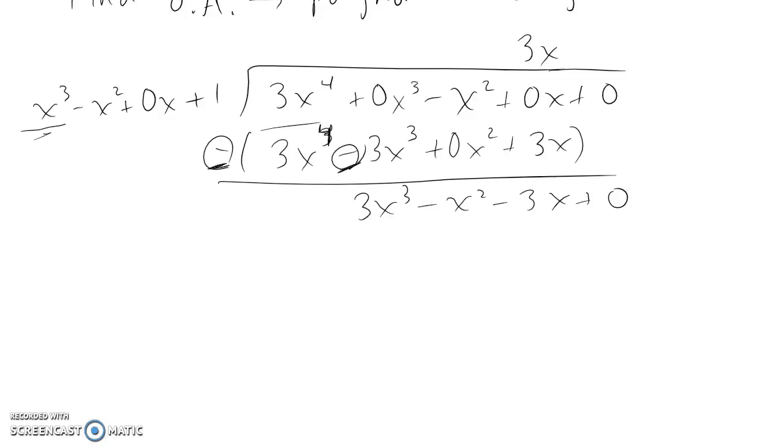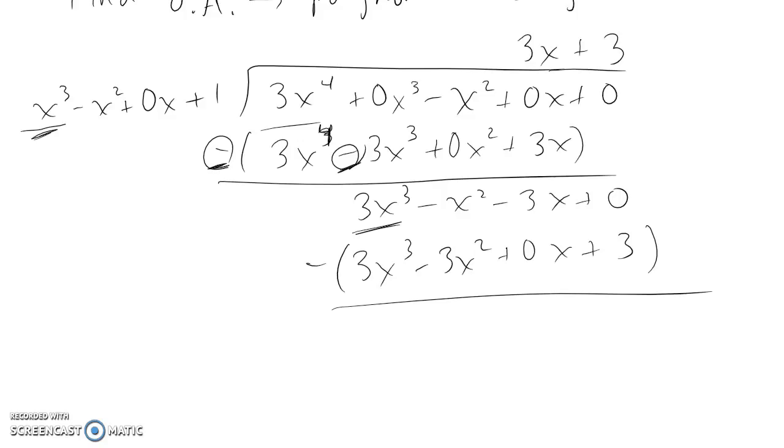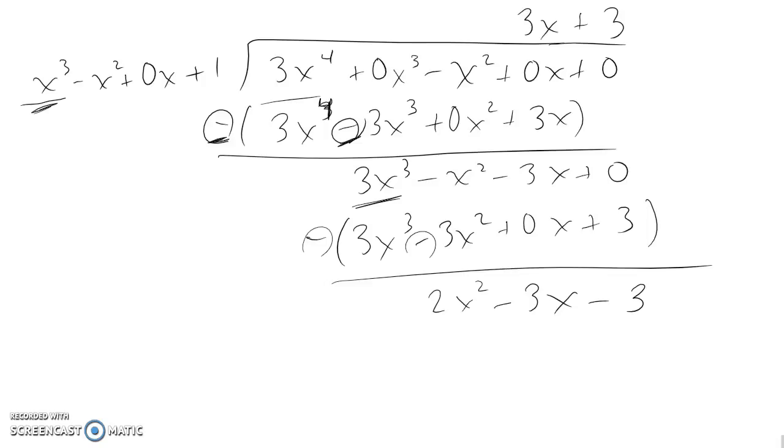Continuing, I'm going to now take x cubed and divide it into 3x cubed. Well, that goes 3 times, because 3 times x cubed is 3x cubed. 3 times minus x squared is minus 3x squared. 3 times 0x is 0x. And 3 times 1 is 3. Then I'm going to subtract this entire thing. The first term, of course, cancels. Minus x squared minus minus, so that's going to be plus 3x squared. That's 2x squared. Negative 3x plus 0x is negative 3x, and 0 minus 3 is a negative 3. Now I'm going to stop there because there's nothing left to bring down.